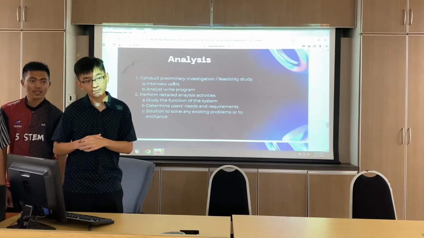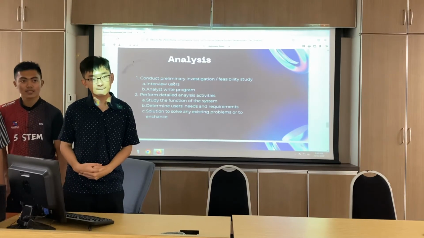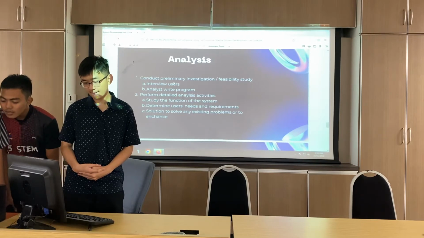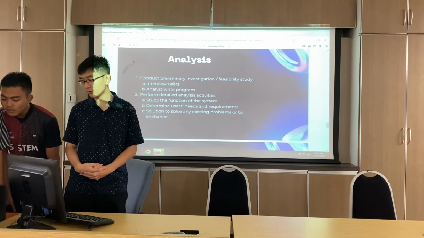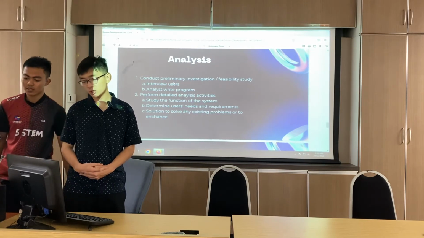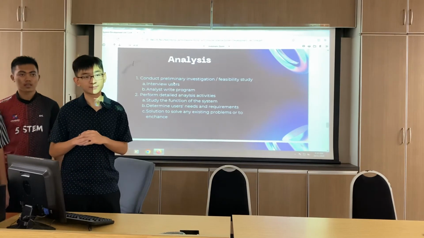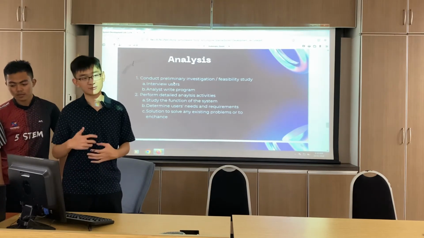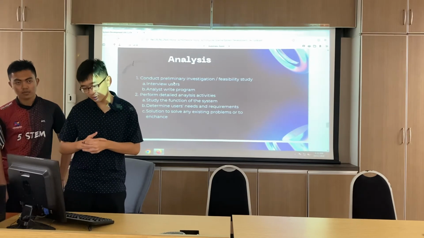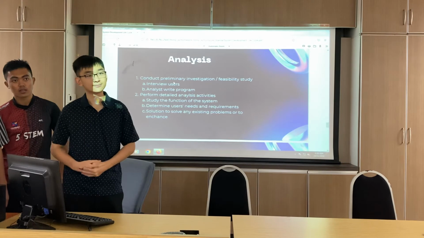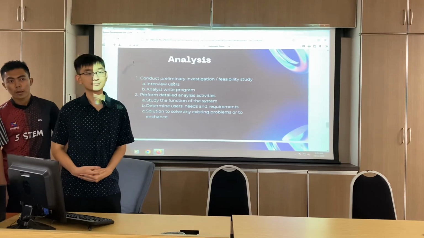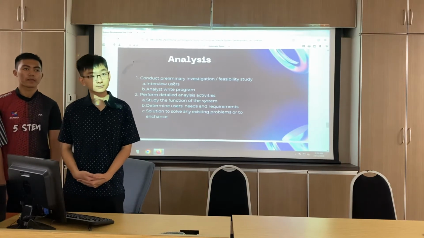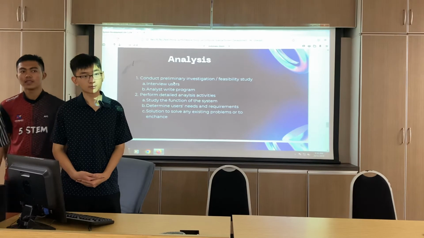My question: how many major activities are involved in this analysis phase? Just list them down. Three in detailed analysis activities: the study of the function, determining the users' needs and requirements, and also the last one, the solution. So if a question asks which phase is involved for the solution suggestion or recommendation, the answer is the analysis phase.